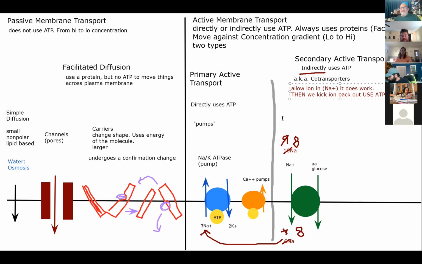Now, notice this one here, the sodium and the amino acid and the glucose are moving in the same direction. And since they're moving in the same direction, we call this a symporter. But it works the other way as well.